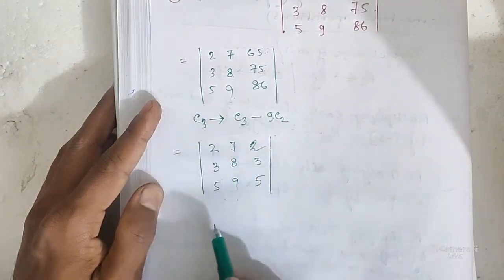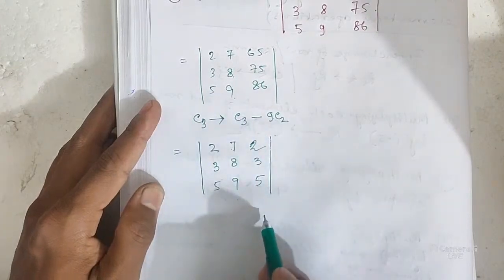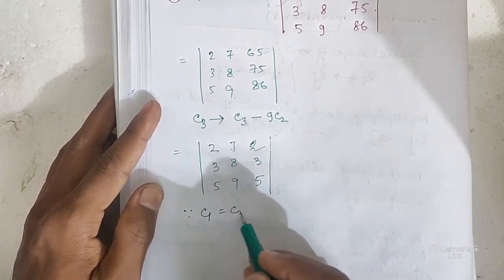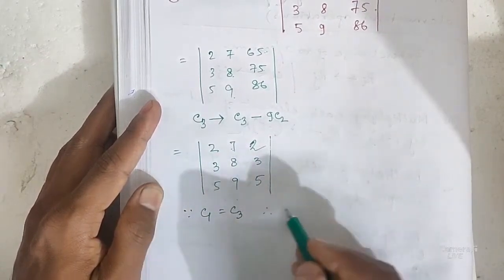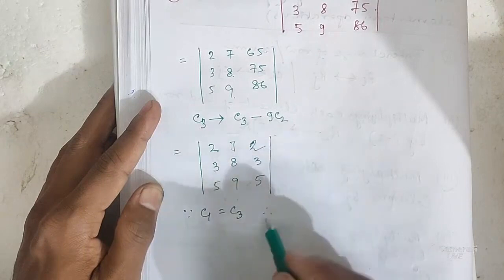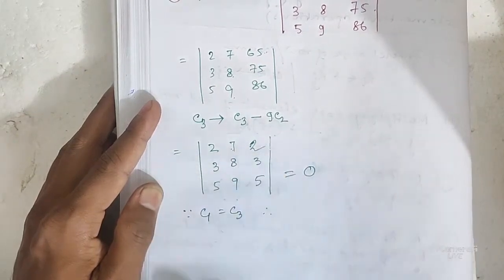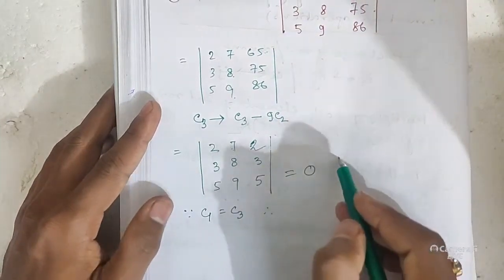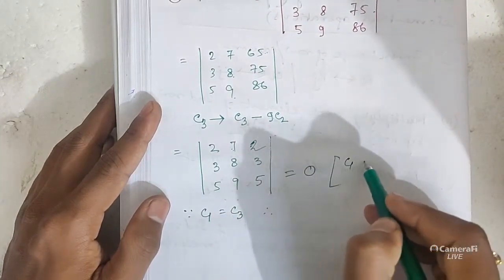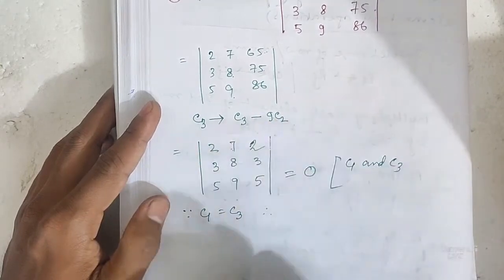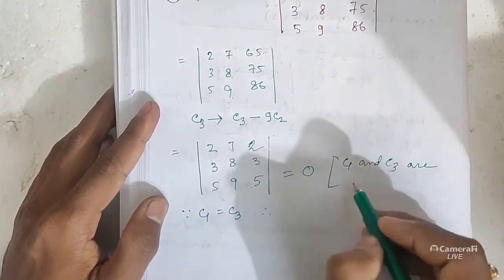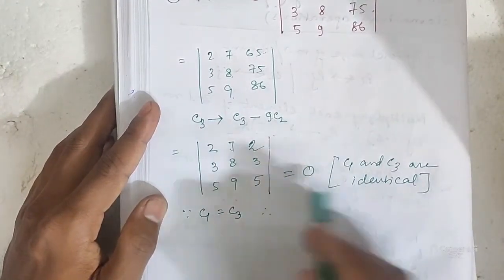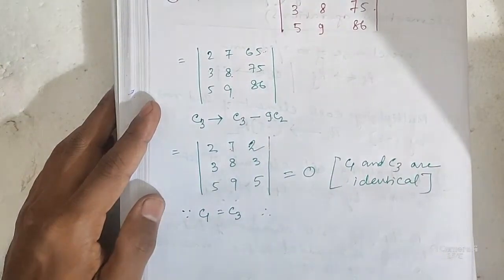Now check. C1 and C3 identical. Since C1 is equal to C3, so directly this is equal to 0. Why? Because we have learned that if any two rows or columns are identical, then the value of the determinant becomes 0.